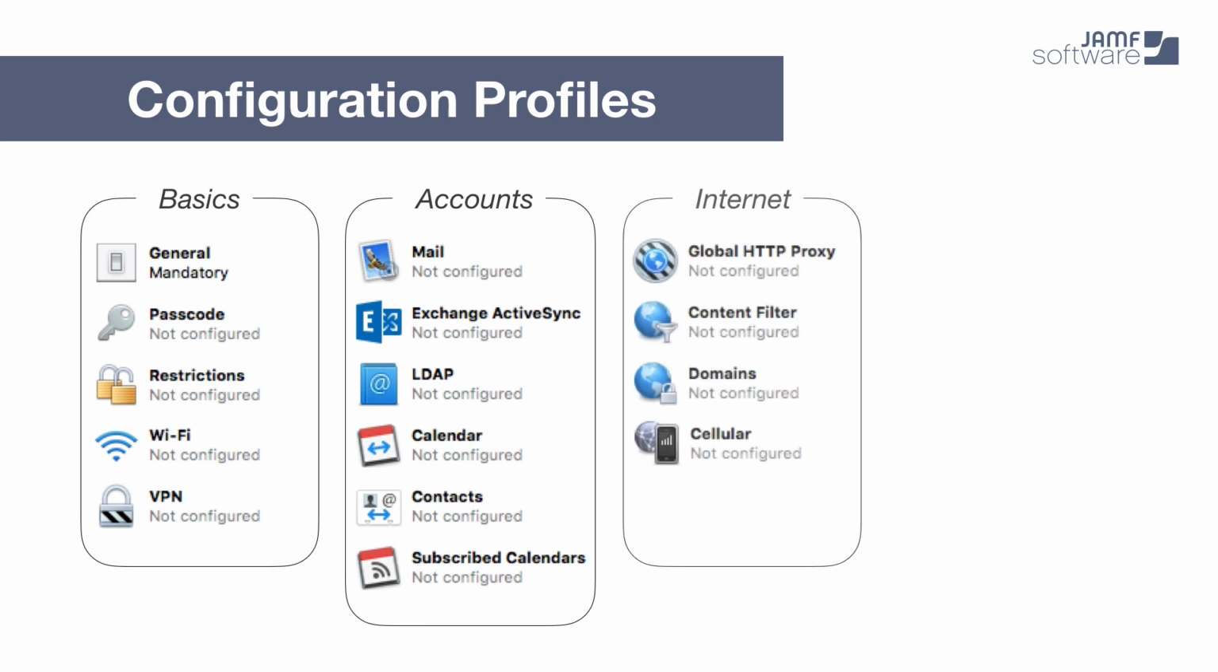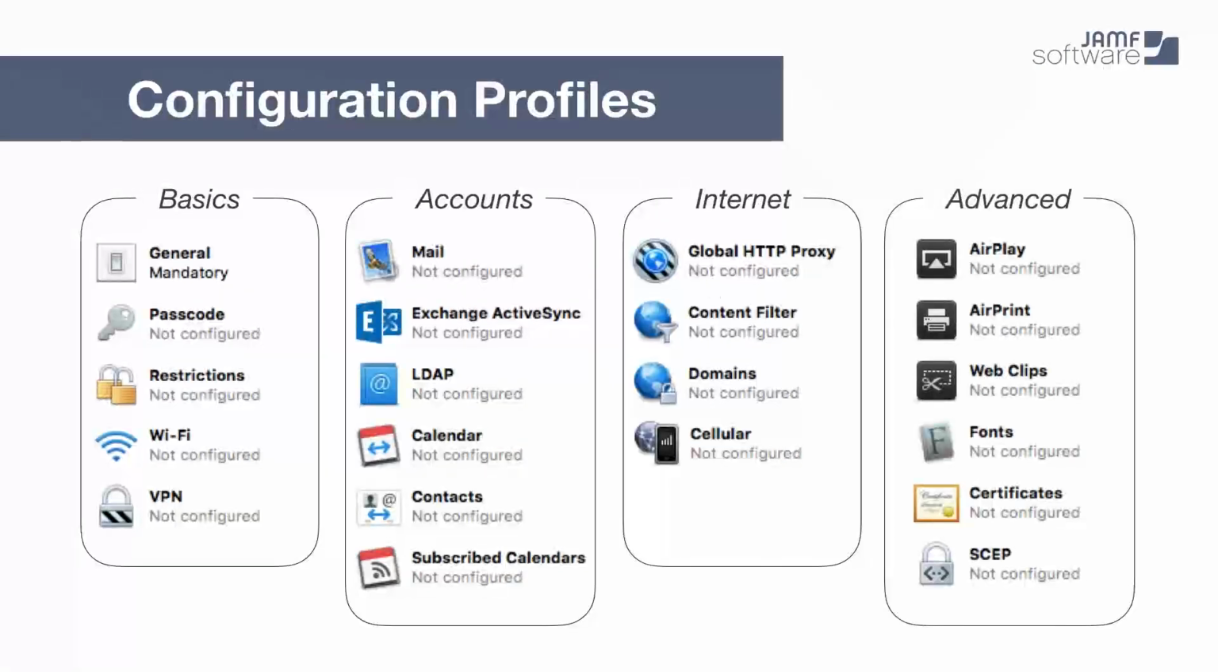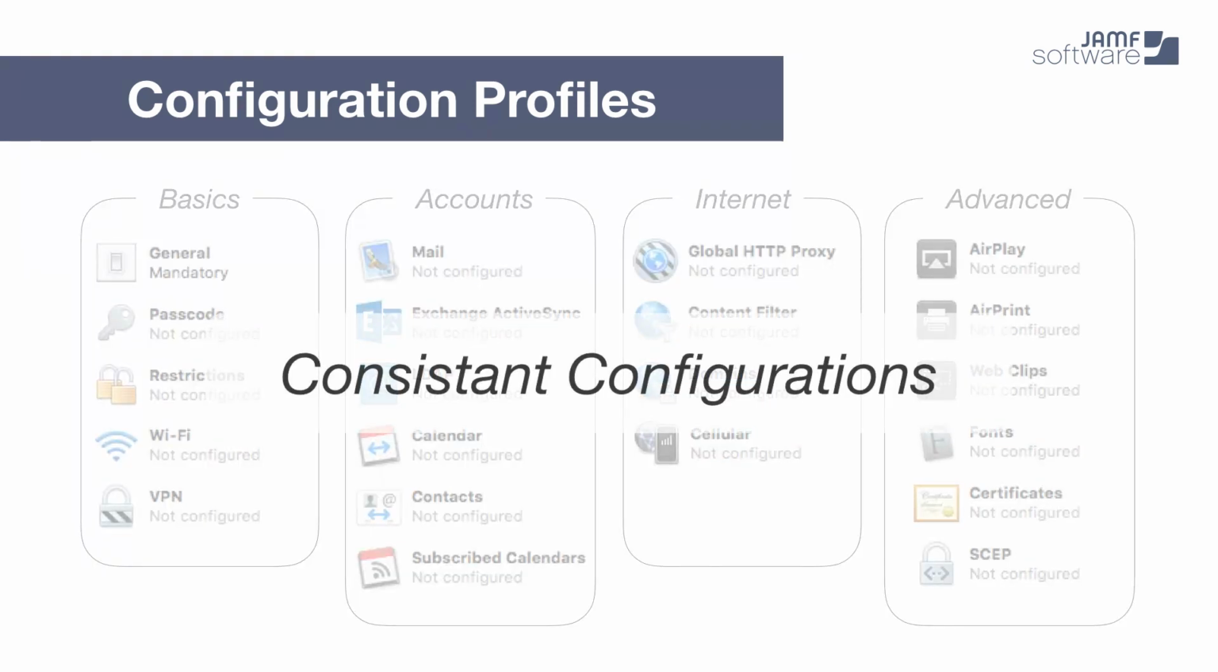You can also do some things with the internet in terms of filtering and proxies and domains. And Apple has some advanced settings as well for setting up AirPlay, or web clips are kind of nice, where they're like a little mini app. They're essentially like a bookmark on your device. And what does this all mean? Well, it really means that you get consistent configurations across all of your devices here.